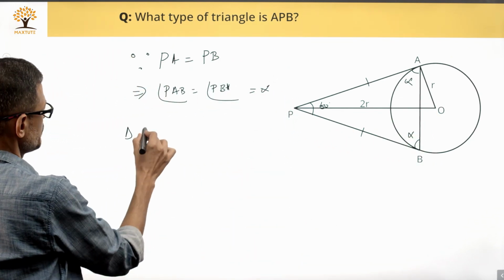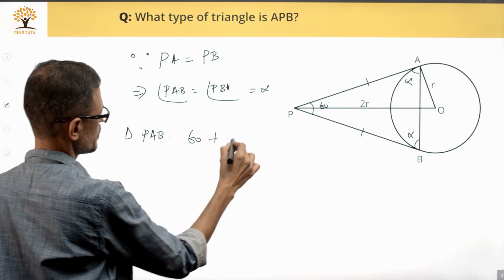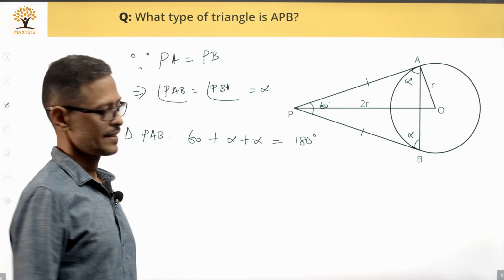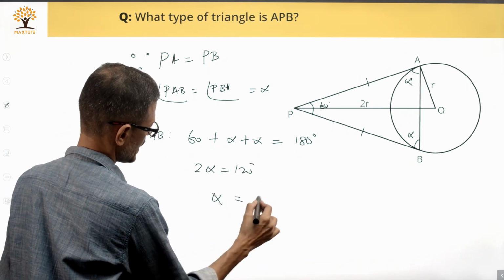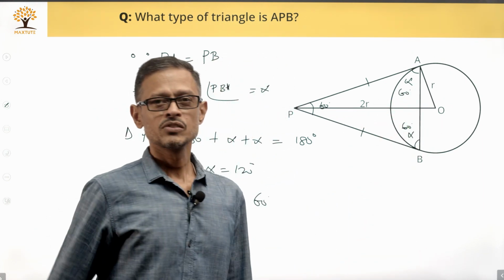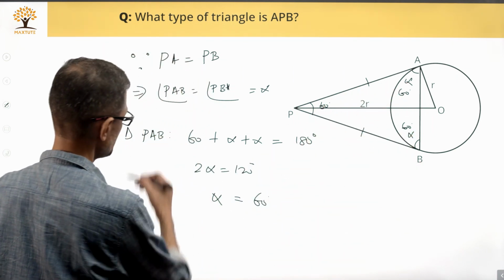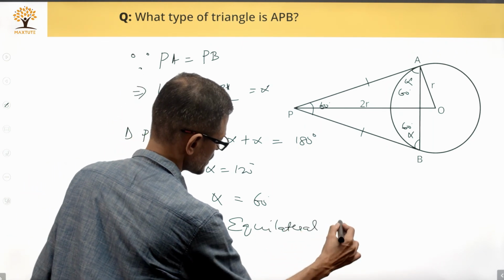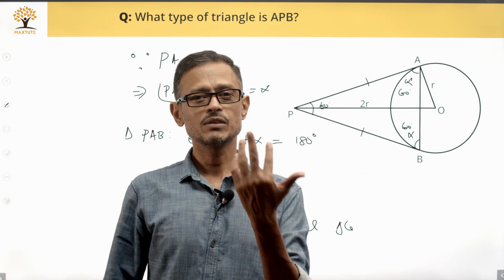So in triangle PAB, the measures of the three angles are 60 plus alpha plus alpha. The sum of these three angles will be equal to 180 degrees. So 2 alpha is equal to 120 degrees, which implies alpha is equal to 60 degrees. So alpha is 60, and this alpha is also equal to 60. Look at the three angles in PAB, all three angles are 60 degrees, which means the triangle PAB is an equilateral triangle. So two things we needed to find out. The first one is angle APB, which is equal to 60 degrees. Second one, what kind of a triangle it is?